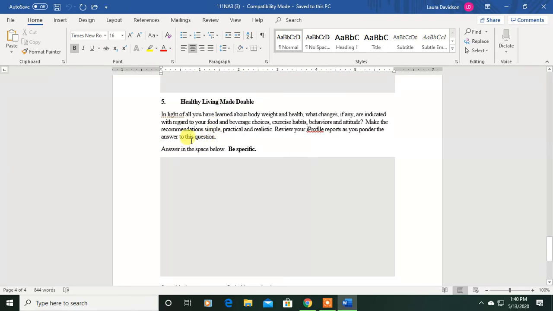And then finally, at the end of this, as always, is a kind of very practical strategy. But in this case, you're going to tell me if there are any changes that are indicated in your food and beverage choices, exercise habits, behaviors, and attitude around energy balance.